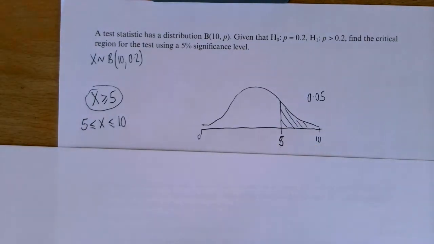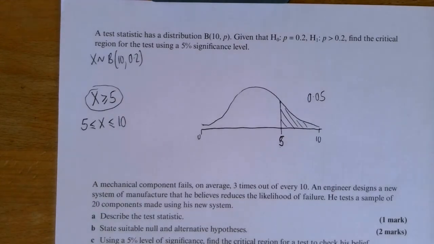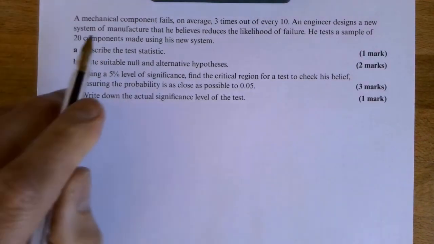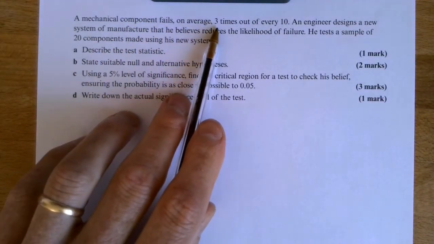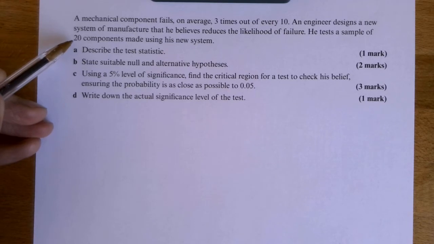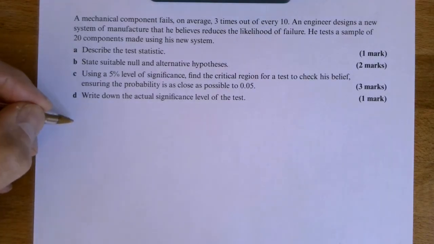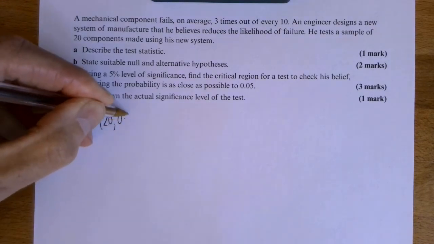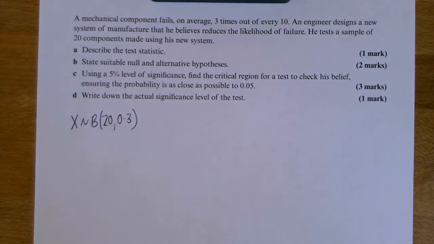All right, so here's the second question, which introduces context. So this is a bit more, we can see what's going on here. So we've got a mechanical component fails on average 3 times out of every 10, 3 out of 10, 0.3. So we're talking about a probability of failure of 0.3, and the manufacturer is testing a sample of 20 components. So I'm straight away going to write that down. That's just the first thing I look to write down, these are my parameters that I'm working with. Now we've got some interesting questions here.